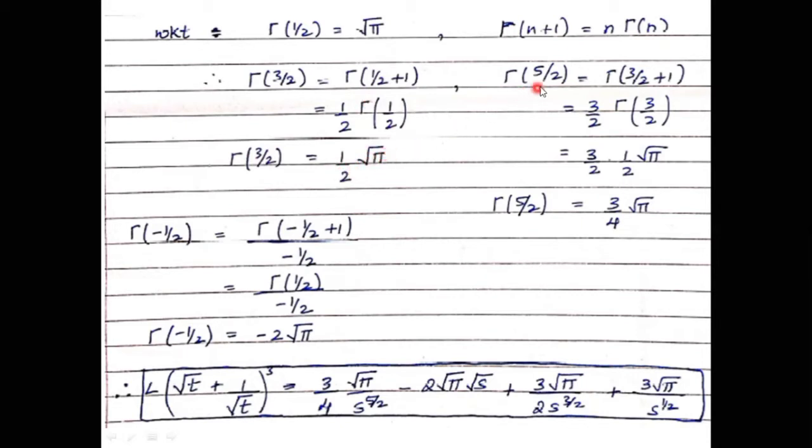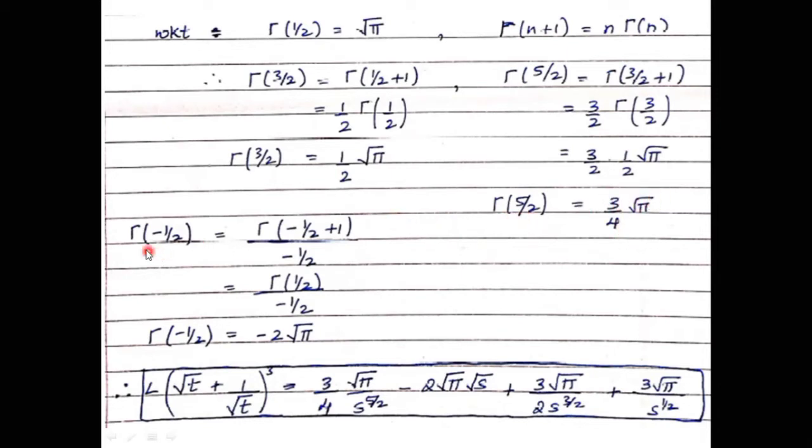And when you move to gamma 5 by 2, I can write this 5 by 2 as 3 by 2 plus 1. And again, using this formula, I can write this as 3 by 2 gamma 3 by 2. In place of n, I am having 3 by 2. And gamma 3 by 2, I have done it here. It is half root pi. So the total answer turns out to be 3 by 4 root pi for gamma 5 by 2.